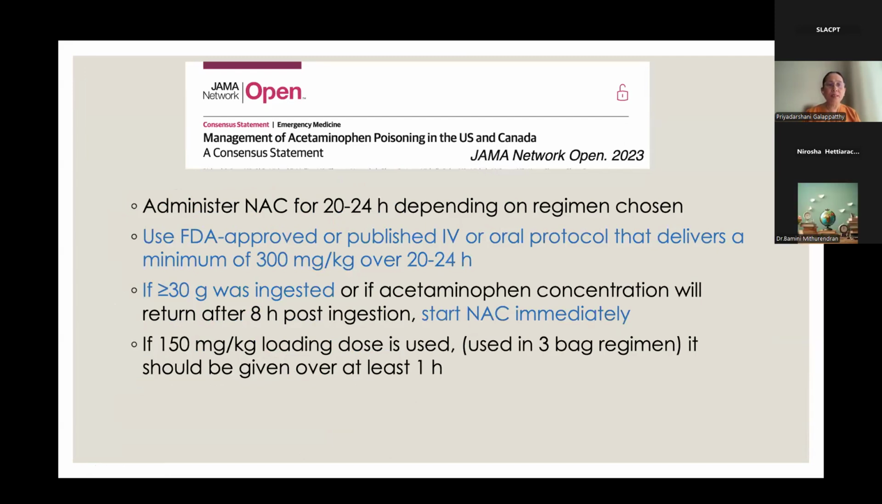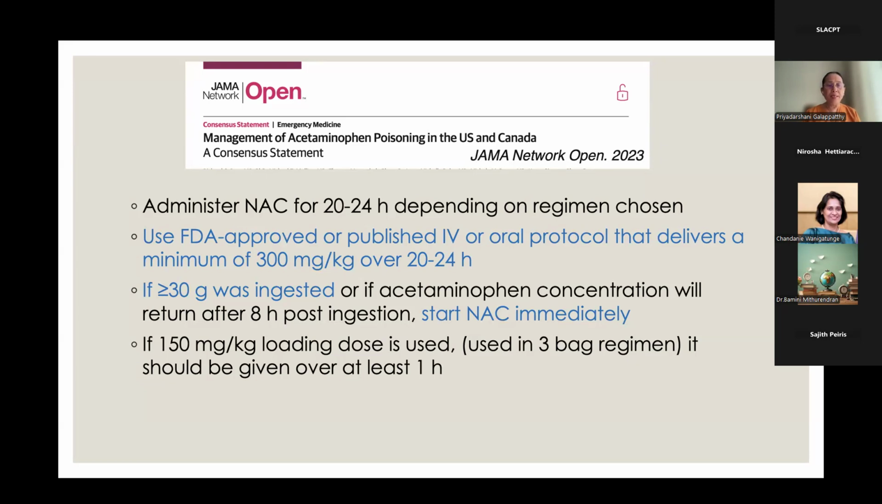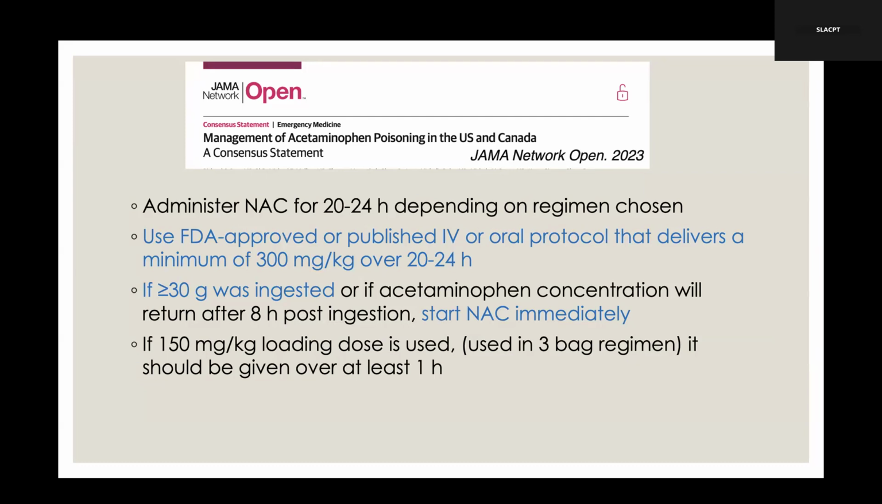What is the US recommendation? They say use the FDA approved, published, or another published IV or oral protocol, delivering a minimum of 300 milligram per kg over 20 to 24 hours. Whereas the UK one is the 12-hour one, and they say to start NAC immediately if the dose is very high, and if you are using a loading dose of 150 milligram, then to use a three-bag regime, and if you are using that, to give it over 1 hour rather than giving it over 20 minutes.